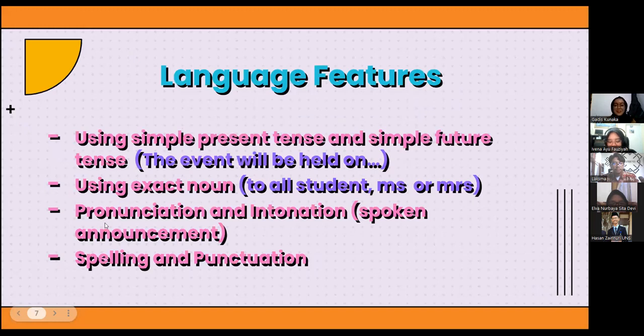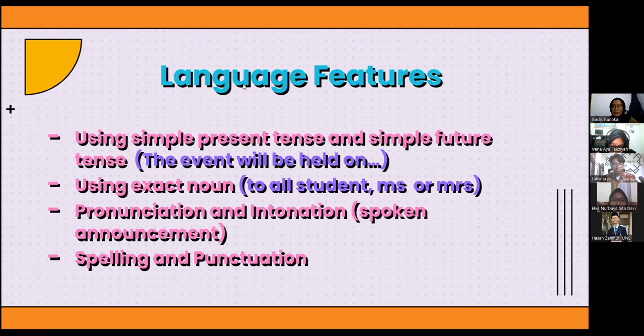Okay, these are the language features. Who can help me read this text? Me, miss. Okay, please read this, Ivana. Thank you, Ivana, for helping me read this text. Language features.